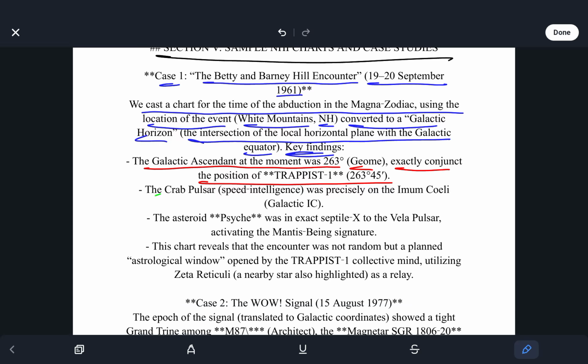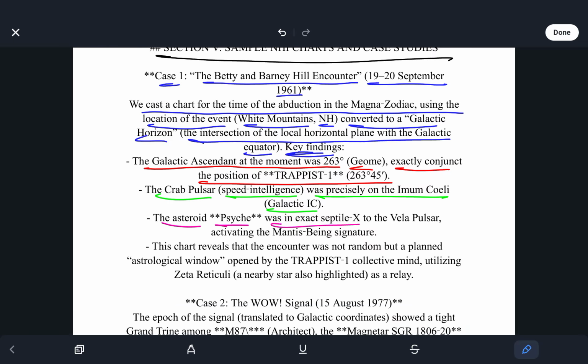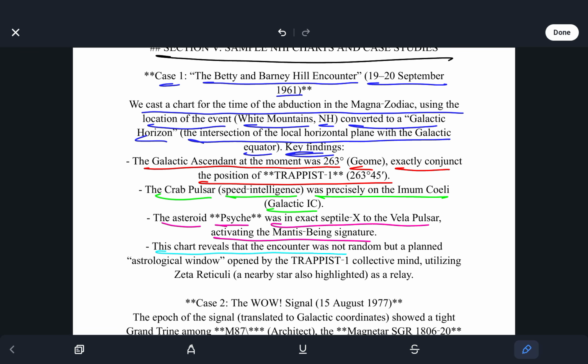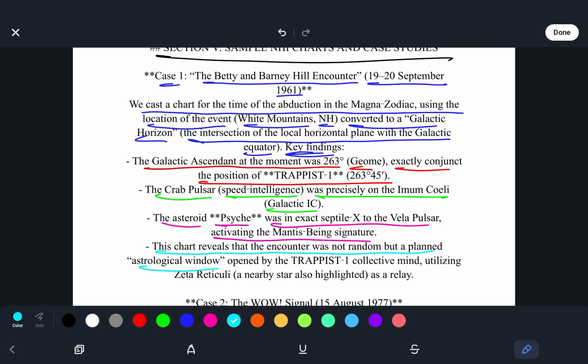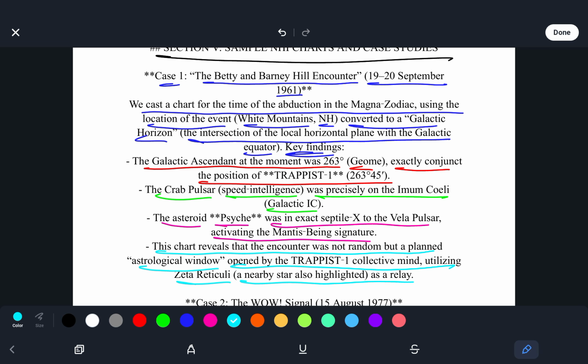And we see the Crab pulsar, speed intelligence, was precisely on the IC, galactic IC. The asteroid Psyche was an exact septile X to the Vela pulsar, activating the Mantis being signature. This chart reveals that the encounter was not random, but a planned astrological window, opened by the TRAPPIST-1 collective mind, utilizing Zeta Reticuli, a nearby star also highlighted as a relay.